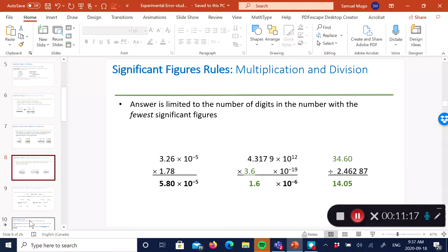If you're doing a multiplication and a division operation, now remember the answer is limited to the number of digits in the number with the fewest significant figures. So you do this multiplication, for example, this number has only 2 significant figures, this number has 5 significant figures. The answer is limited to the number that has the lowest number of significant figures, which is these two significant figures in this case.